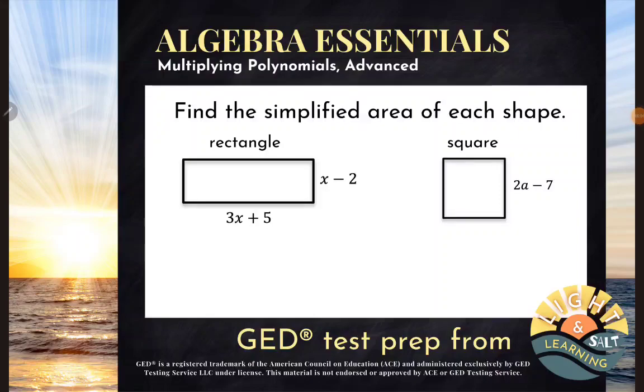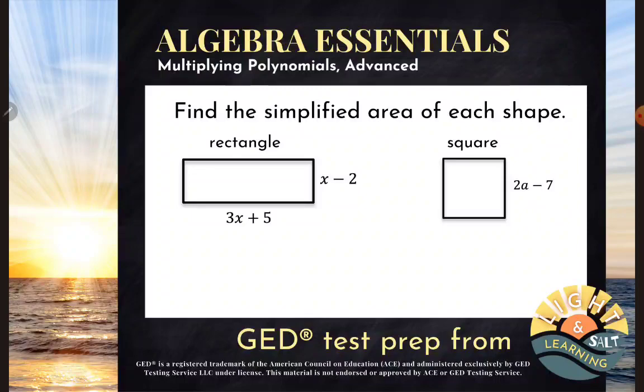I'm super excited for this example because even though it might be even harder than what you see on the GED math test, it involves a review of so many different GED math skills. So anything that hits on a bunch of skills is good for me. So directions say, find the simplified area of each shape. Let's take a look at our rectangle first.